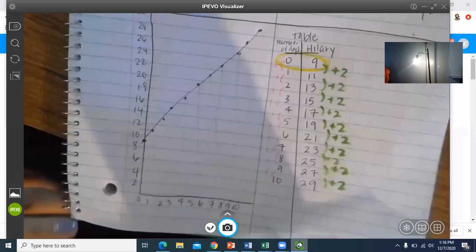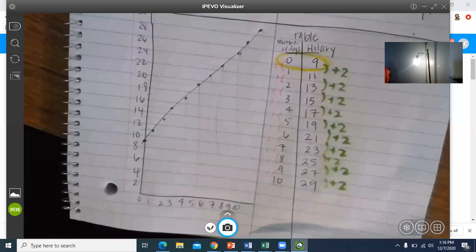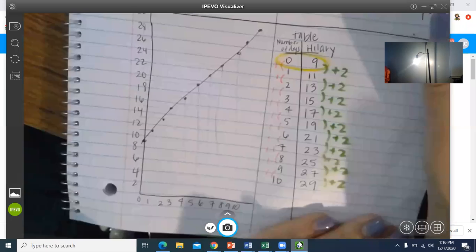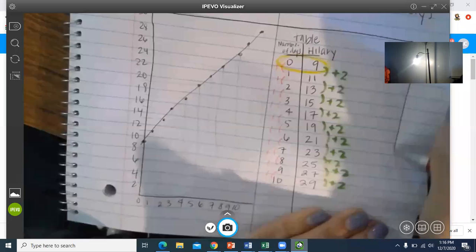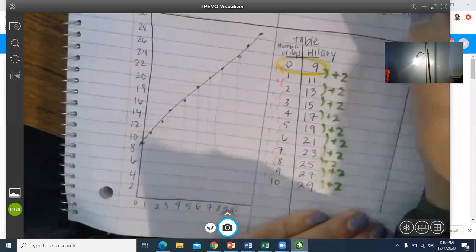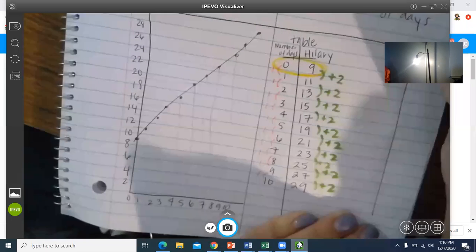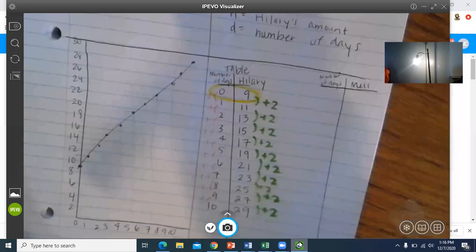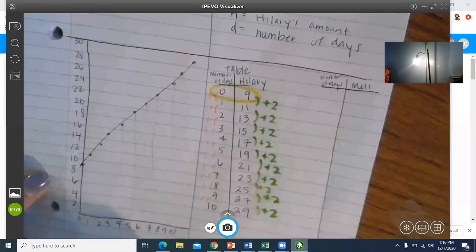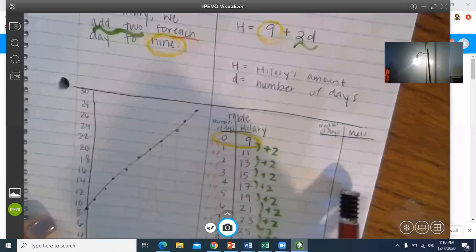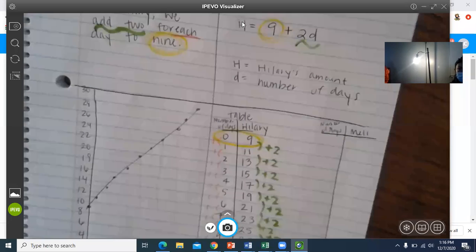Now, we did the one for Hilary together. Now what you're going to have to do is do the other one for Melly on your own. You're going to do the same thing. You're going to draw a table like this. You're going to put number of days, and you're going to make Melly's right here next to Hilary's. You're going to do the graph right here on the same grid where Hilary's is at. And then you're going to write the equation for Melly. That's what you're going to do next on Go Formative.